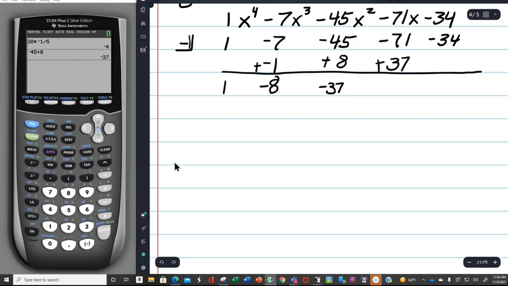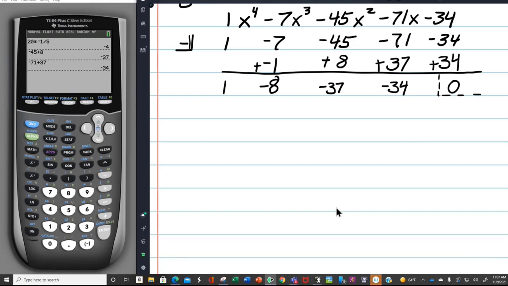Negative 71 plus 37 is negative 34. Negative 34 times negative 1 is positive 34. Negative 34 plus 34 is 0. Woo-hoo! And then negative 2.